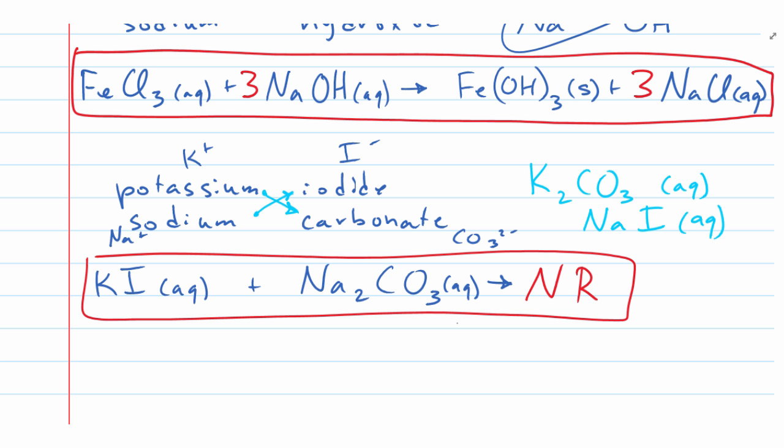If it was simply to write out a complete balanced equation, you could simply put this. If I said to explain your answer, then what you would say is that a potassium compound combined with a sodium compound will always be no reaction because they're always soluble with no exceptions. And that would be a very simple way to explain it.